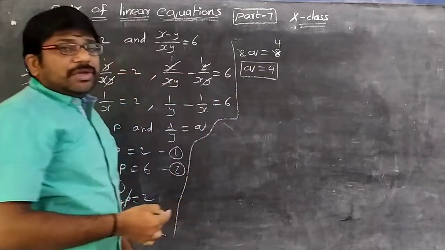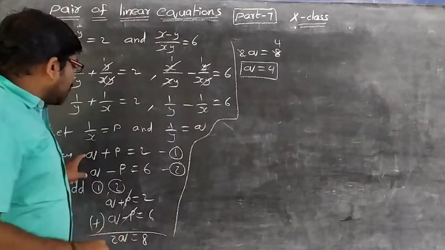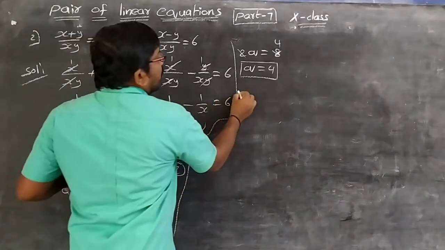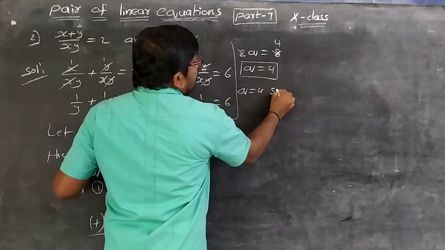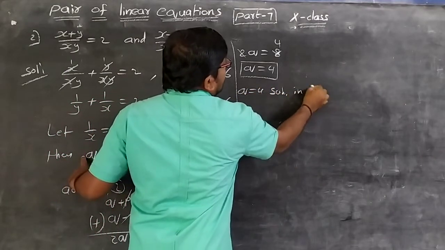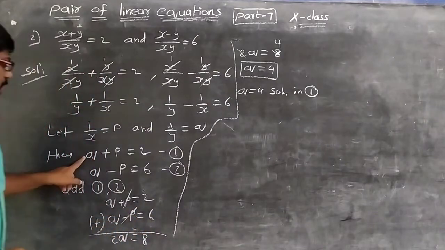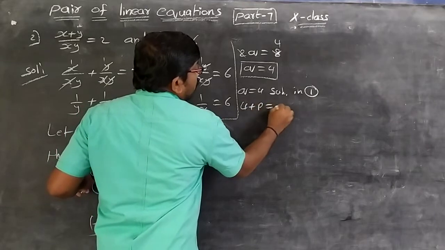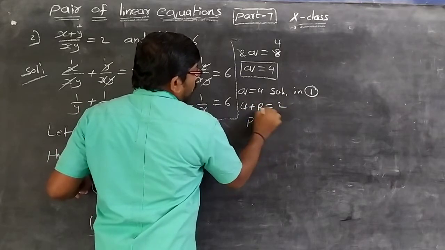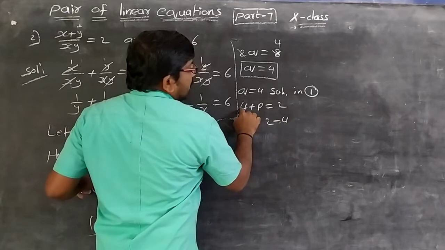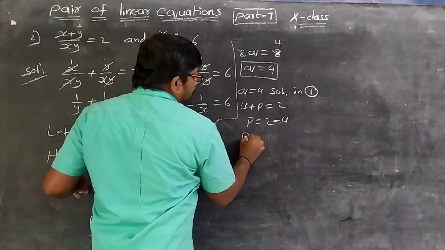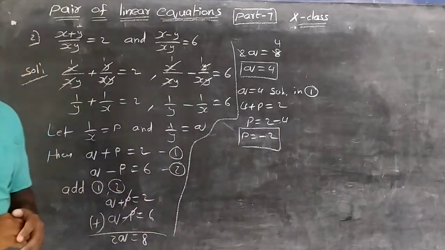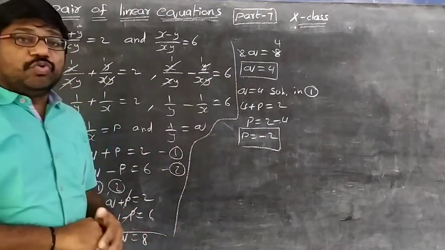So what about p? If we substitute the q value in 1 or 2, we get the p value. Let us substitute in 1. q is equal to 4. Substitute in equation 1. The equation 1 is q plus p equal to 2. q means 4. 4 plus p is equal to 2. Then p is equal to 2 minus 4. Plus 4 will become minus 4. p is equal to 2 minus 4, minus 2. Right? So we got p value and q value.